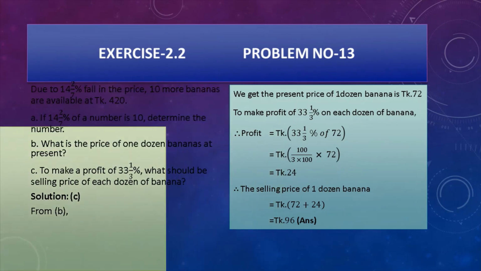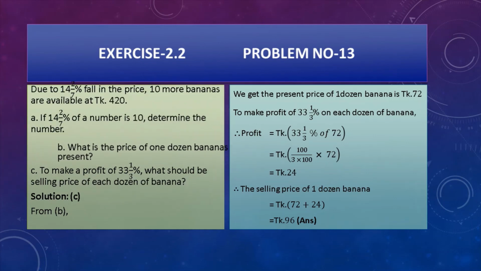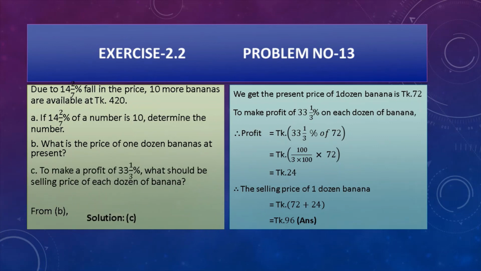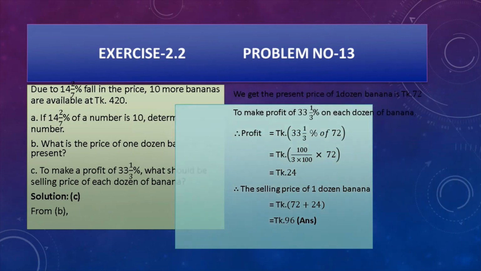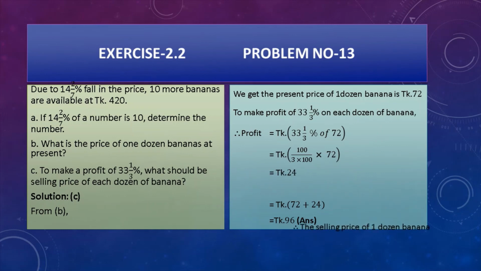Let us see again. That is the question, and we have to solve number C, to make a profit of 33 whole 1 by 3%. That is the solution. From B we get the price of 1 dozen bananas is taka 72. To make profit 33 whole 1 by 3% on each dozen of bananas, that is the profit of 24 taka, and we have to add this 24 taka to the present price. The desired answer is 96 taka.